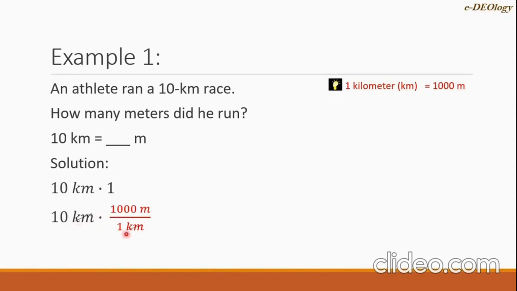Then we can cancel now the km and the km units respectively. Then go for the multiplication of 10 times this 1000 equals 10,000. So we now include the m unit, that is the meters, and that's it. That is now the answer to our problem. 10 kilometers equals 10,000 meters.